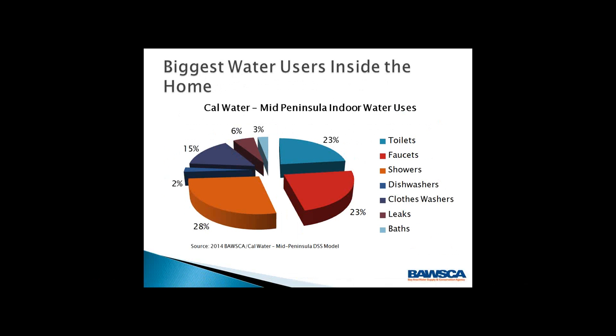So let's talk about inside first. The biggest water users inside the home, and this was taken from the Mid-Peninsula indoor water uses, and that's typically Belmont and parts of San Carlos are under the Mid-Peninsula district. About 28% of the water consumed in homes goes to your showers, 23% to faucets and toilets, and this is on average. So let's talk about how we can conserve.